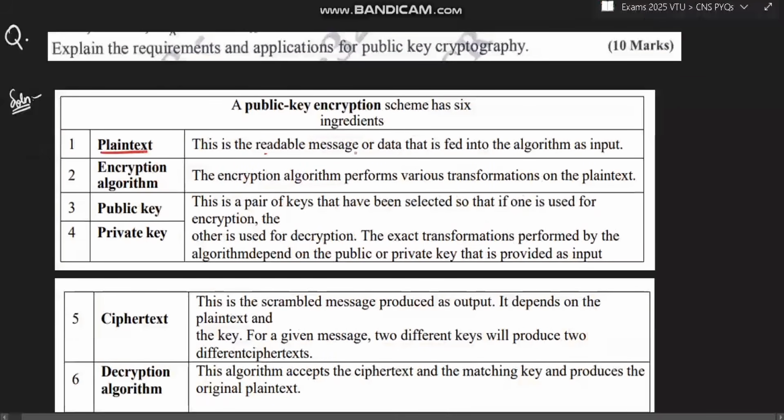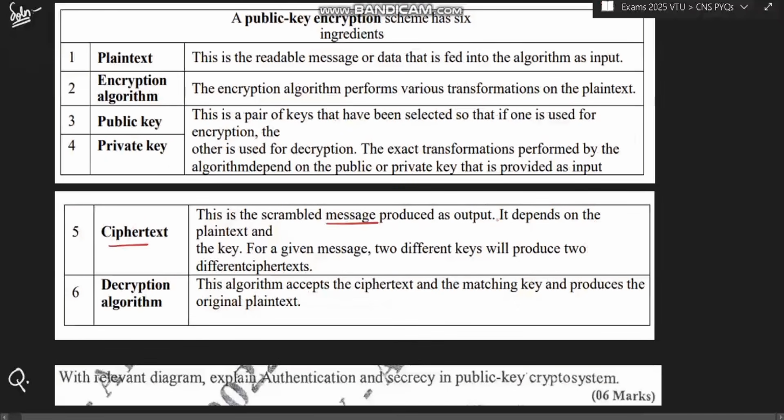Plain text is a readable message or data that is fed into the algorithm as input. The encryption algorithm encrypts the plain text. The public key is one of the pair of keys selected so that if one is used for encryption, the other is used for decryption. The same key cannot be used for both. So that is the private and public key. Ciphertext is a scrambled message produced as output. It depends on the plain text and the key. For a given message, two different keys will produce two different ciphertexts, as is obvious. The decryption algorithm accepts the ciphertext and the matching key and produces the original plain text.